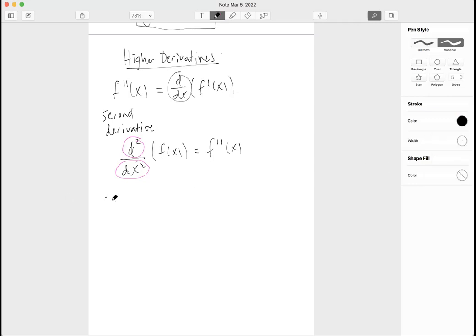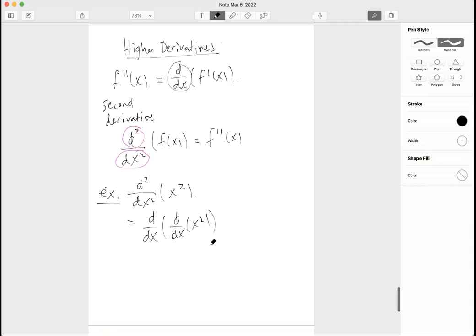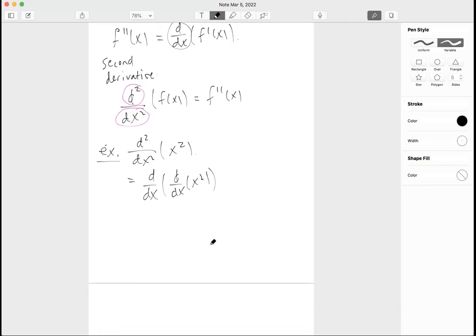So let's just do an easy example. If I want to find the second derivative of x squared, what I do is I find the derivative of x squared and then take the derivative of that result. Okay, so the derivative of x squared is 2x. And then the derivative of 2x is 2. So that's the second derivative of x squared.